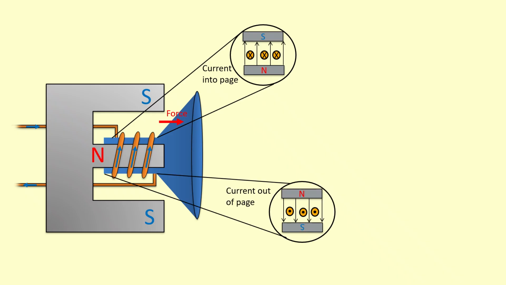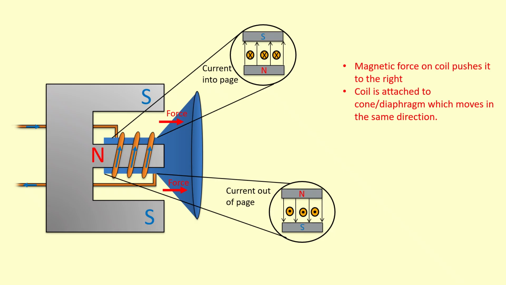And then if we zoom into the bottom section, the current is coming towards us, okay, in the coil. So it's coming out of the page. And if we apply Fleming's left-hand rule again, the force is towards the right. So that means the coil is going to be pushed towards the right, and the coil is attached to the cone, so they're both going to be pushed towards the right.